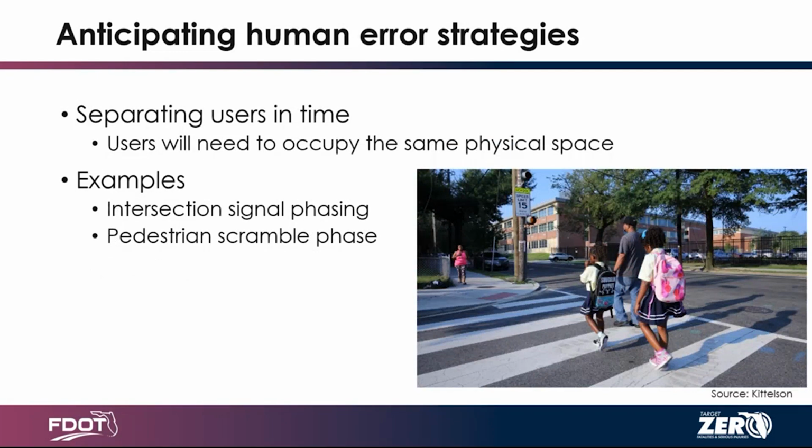Separating users in time. So when we have conflict points, this primarily occurs at intersections. How can we separate users in time so that they can exist in the same physical space, but in appropriate order? So intersection signal phasing, pedestrian scramble phase, where you have pedestrian phasing at intersections, but a scramble phase would be where it's a pedestrian only phase for a time.